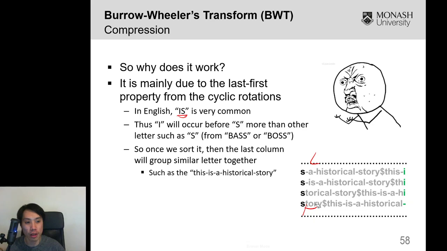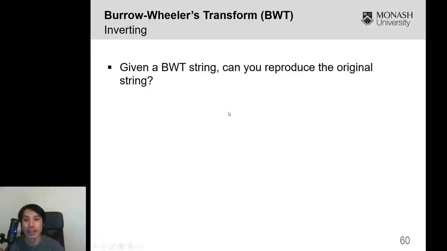So when we sort it based on the S, what is before S? Before S will be I. I will group all of the I's together, okay? Because I'm doing it this way, I'm grouping similar alphabets together. So instead of saving I I I, I can save it as 3I, right? This is the reason why BWT actually works.